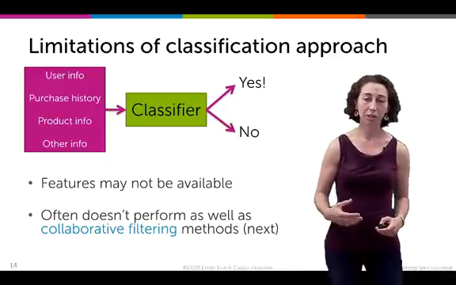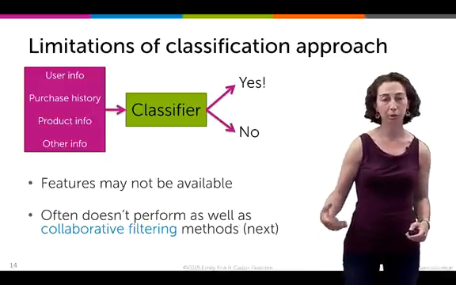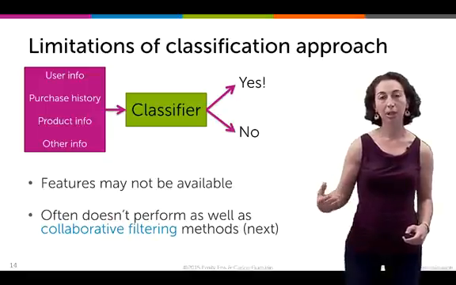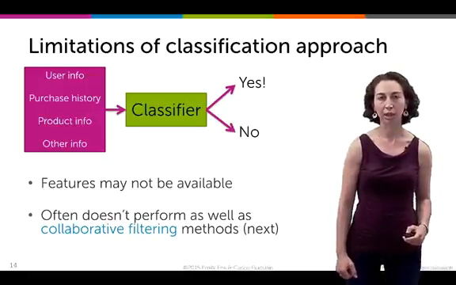So often what we actually see is something that's called collaborative filtering, which we're going to talk about next, can actually work better than this type of classification approach.